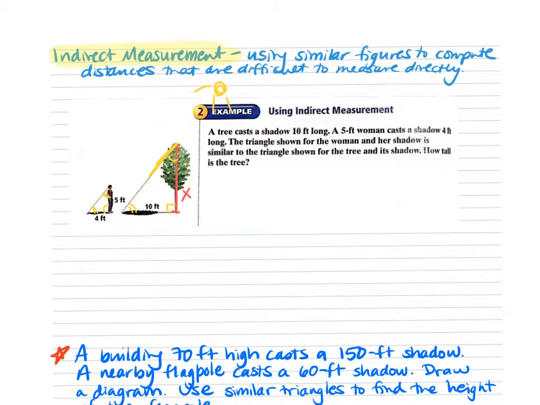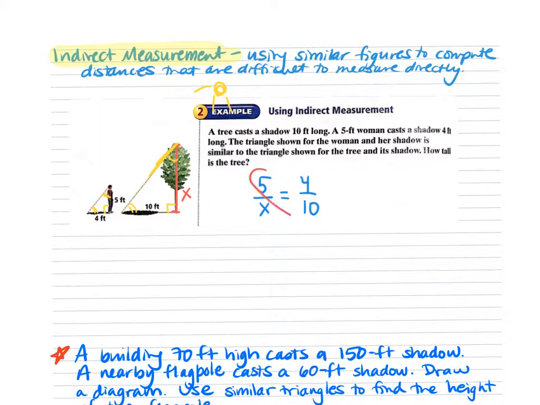So what we can do is say 5 over x, the height of the woman over the height of the tree, equals the height of the woman's shadow over the tree's shadow. Make sure you're putting these in proportion correctly. You could also do 5 over 4 equals x over 10. You could do her height, shadow height, tree's height, tree's shadow. But we're going to do woman's height, tree's height, woman's shadow, tree's shadow.